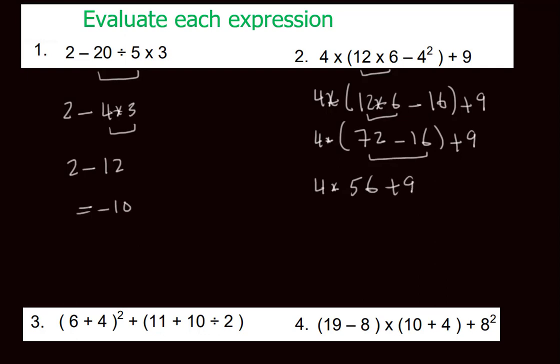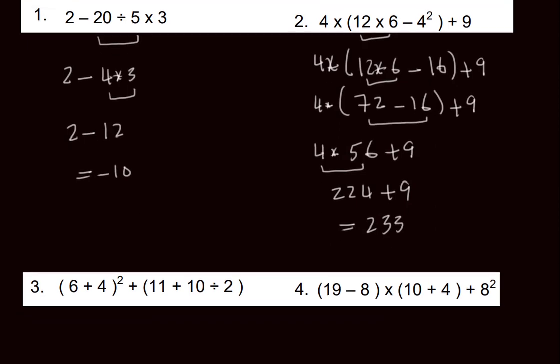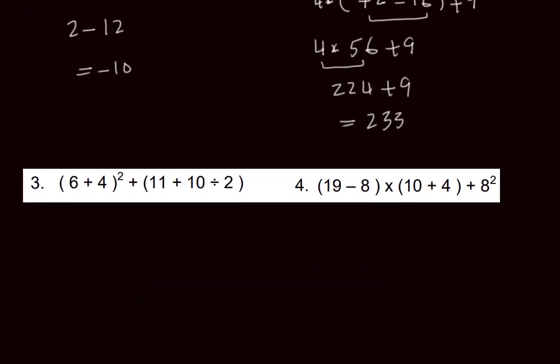So we have to multiply before we add. So 4 times 56 is 224. Then plus 9. So 224 plus 9 is 233. So let's do the last two examples.